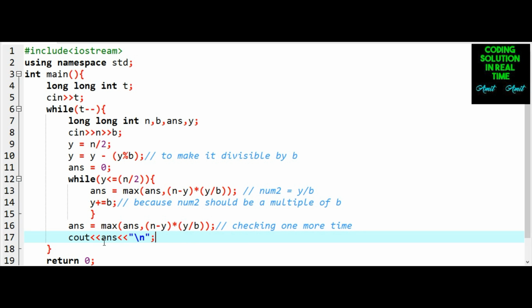So now finally we have to output the answer. So I am outputting the answer here, and that's all. You have successfully solved the third question on CodeChef.